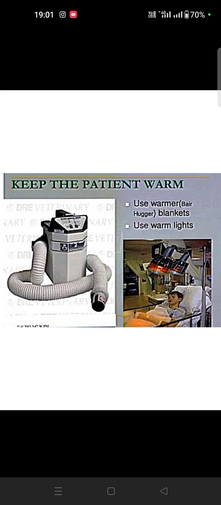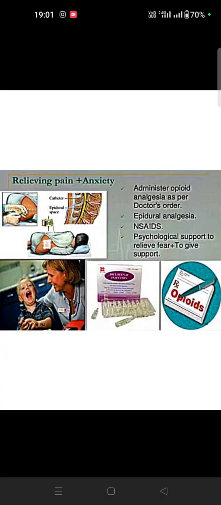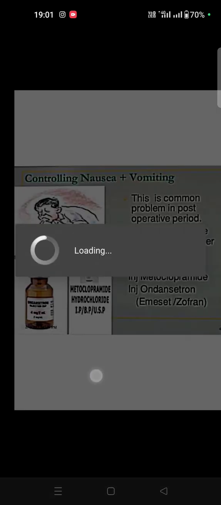Keep the patient warm. Use a blanket or use warm lights. Then relieve the pain and anxiety, means administration of the opioid analgesic as per the doctor, epidural anesthesia and non-steroidal anti-inflammatory drugs, then psychological support to relieve fear. Then watch for post-operative nausea, vomiting, respiratory complication, failure of consciousness, circulatory complication and fever.